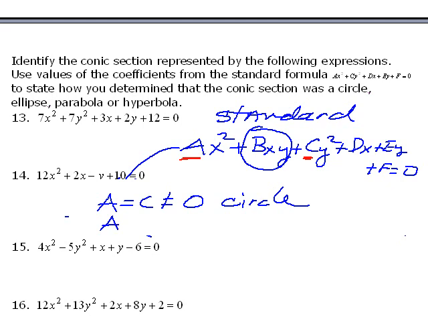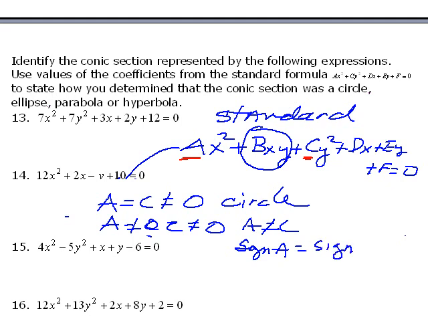If a and c are not 0, A isn't 0, C isn't 0, but they're not equal to each other, but their signs are the same, the sign of A is the same as the sign of C, there's a lot of conditions here, that's an ellipse. So if they're equal and not 0, it's a circle. Again, if they're not 0, but they're not equal to each other, but their signs are the same, it's an ellipse.